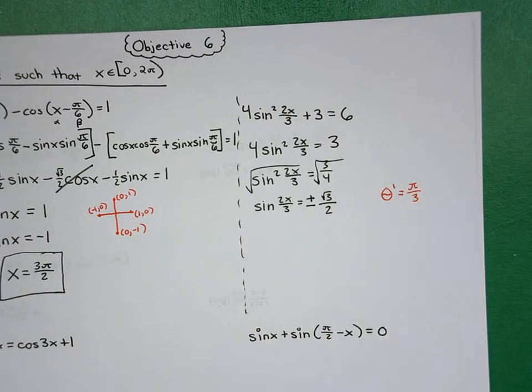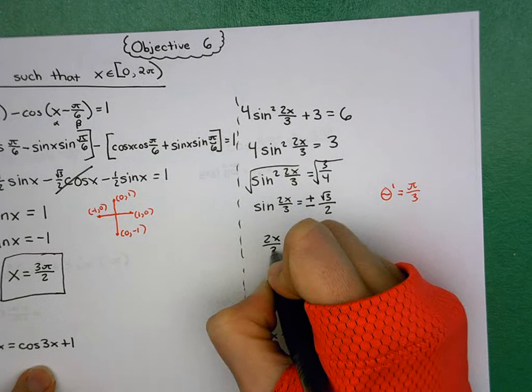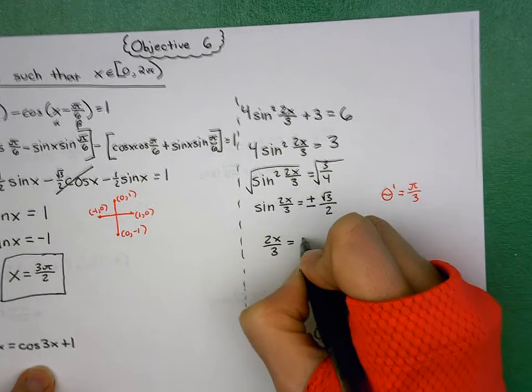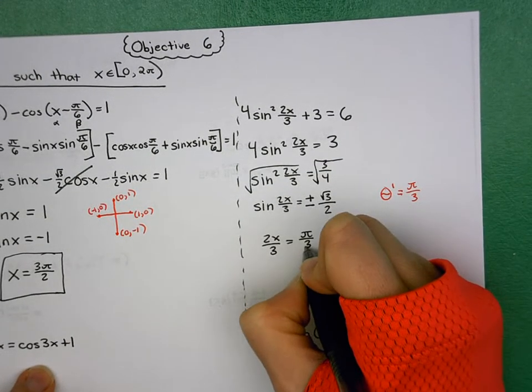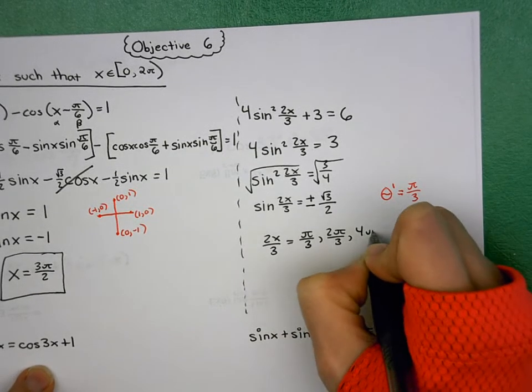And because it's plus and minus, that 2x over 3, my angle here, could equal the pi over 3 in any of our quadrants. So pi over 3, 2 pi over 3, 4 pi over 3, or 5 pi over 3.